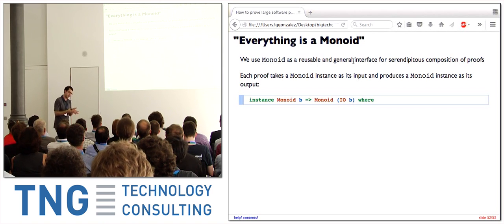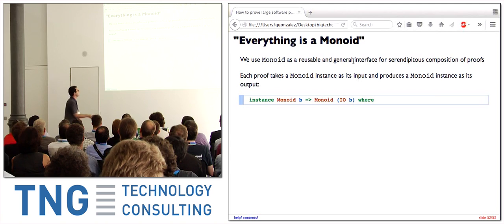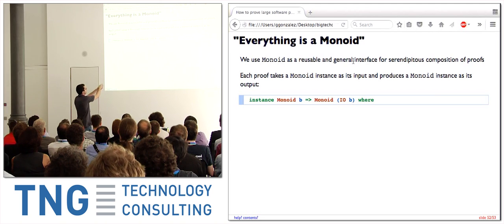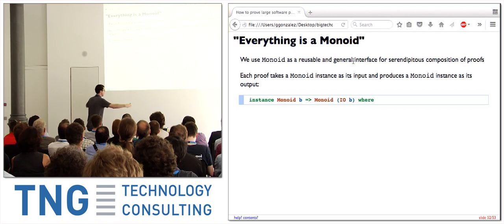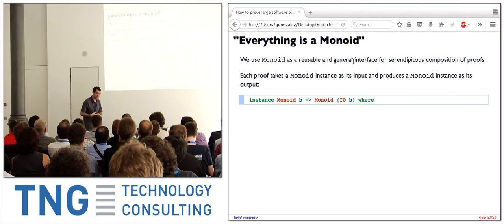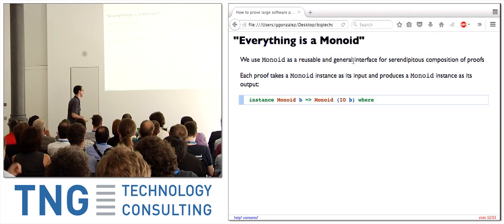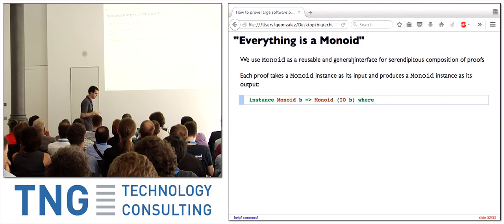And just like each Unix utility takes a stream of strings as its input and produces a stream of strings as its output, each of our proofs is going to take a monoid as its input and produce a monoid as its output. So we can just connect them end to end. And Monoid is not the only reusable interface. Unlike Unix, where everything is a string, there are a lot of other reusable interfaces other than Monoid, not just in the Haskell world, but in the mathematical world.